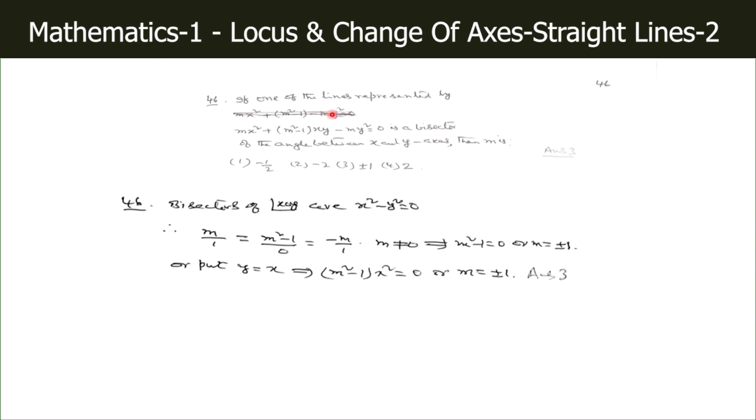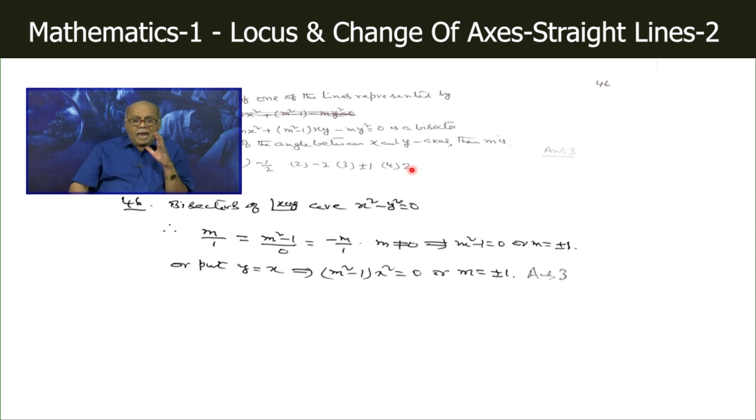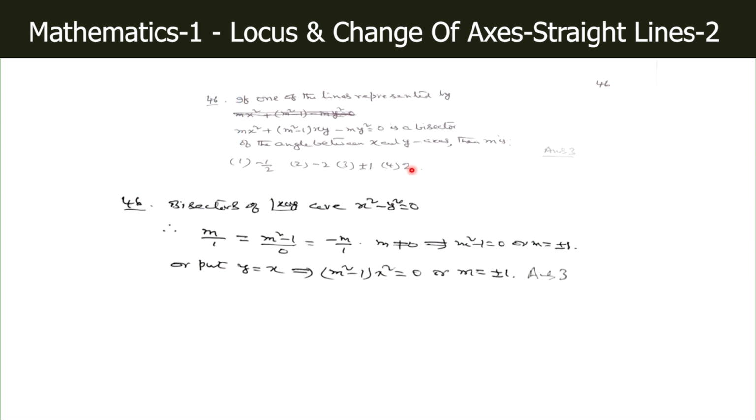If one of the lines represented by the equation mx square plus (m square minus 1) xy minus my square equal to 0 is a bisector of the angle between the x and y axes, then m is: 1, minus 2; 2, minus 2, 3; 3, plus or minus 1; 4, 2. And you know that the lines y is equal to plus or minus x are the angle bisectors of the angle between the coordinate axes. So their combined equation is x square minus y square equal to 0, the combined equation of the coordinate axes.